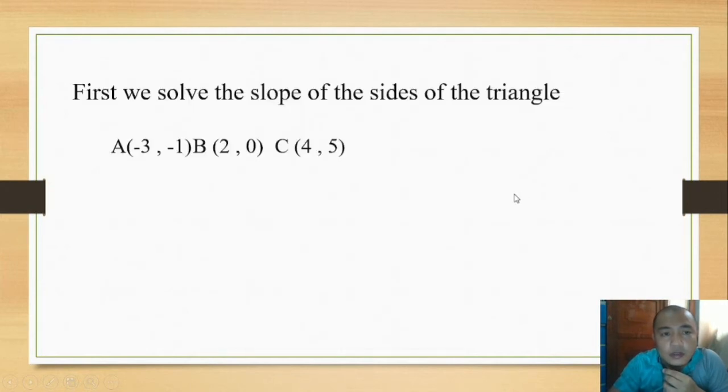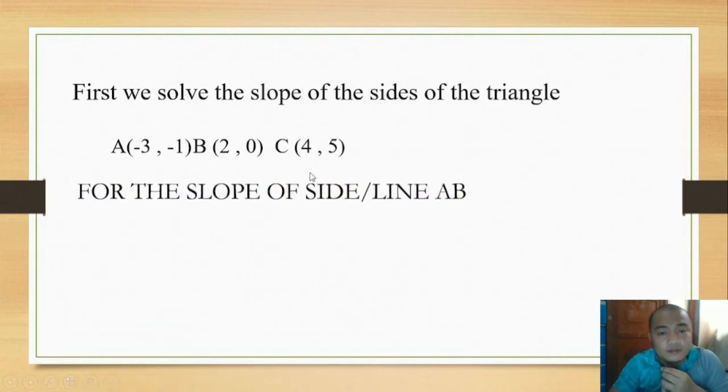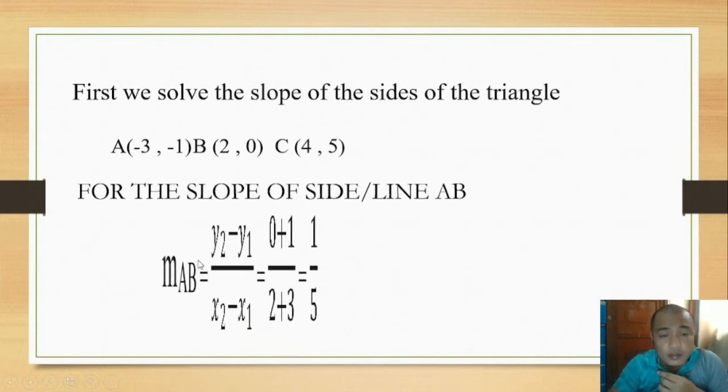So first step, we must solve the slope of the sides of the triangle. So we must know the slope of AB, BC, and AC. Let's start with side or line AB. What are the coordinates? For point A, negative 3, negative 1, for point B, 2, 0. So the slope of line AB, substitute in the formula: 0 plus 1 all over 2 plus 3. So we have 1/5. So the slope of line AB is 1/5.